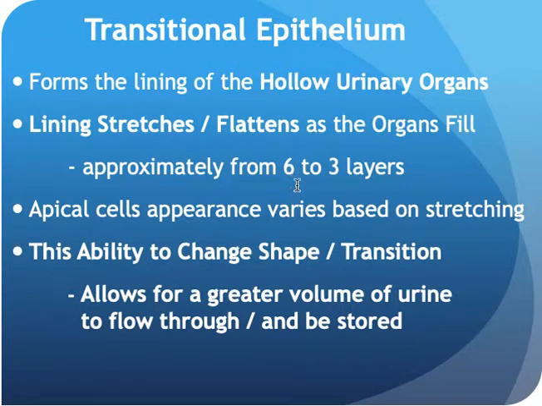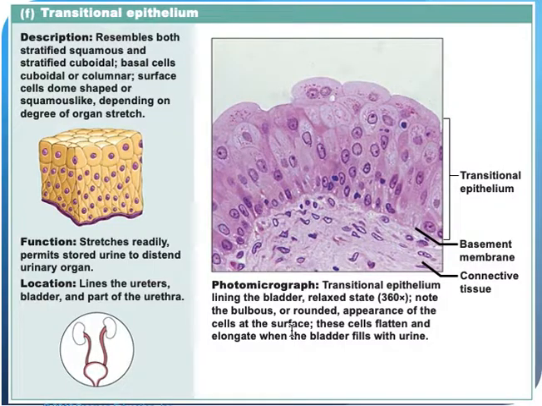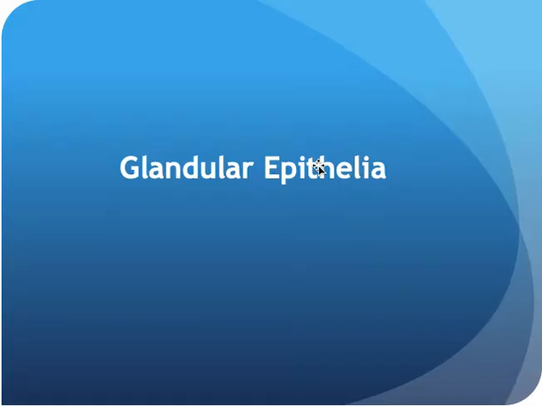It's going to be approximately 6 to 3 layers. The apical cell's appearance is going to vary based on that stretching. Okay, just another cool thing that your body does. This ability to change shape, to transition, gives it its name, and it allows for a greater volume of urine to flow through and to be stored. And then we get our little picture here. Okay, so transitional epithelium.